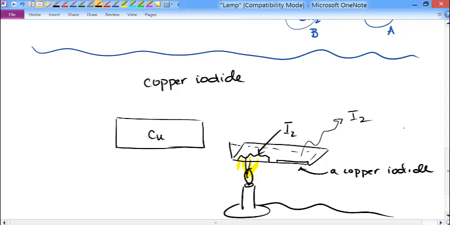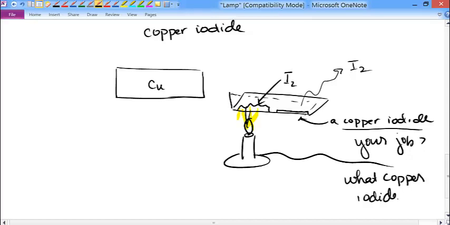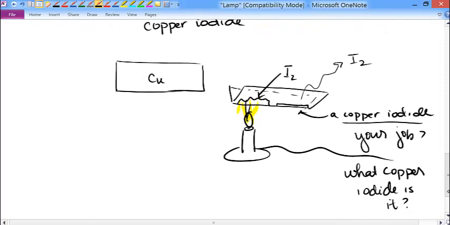a nice purple vapor. We're going to do this in the fume hood. It's actually really cool to watch. But you're going to produce a copper iodide. Well, your job, you need to figure out what copper iodide it is. That's going to use a little bit of your empirical formula knowledge. And then we're going to give you some information to help you to prove the law of multiple proportions.